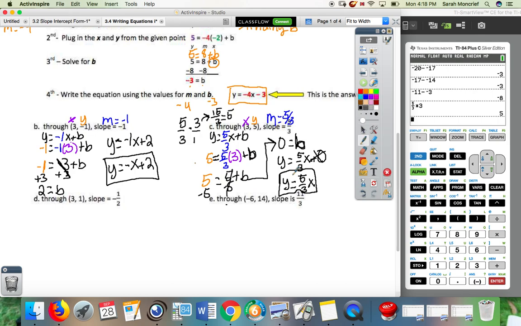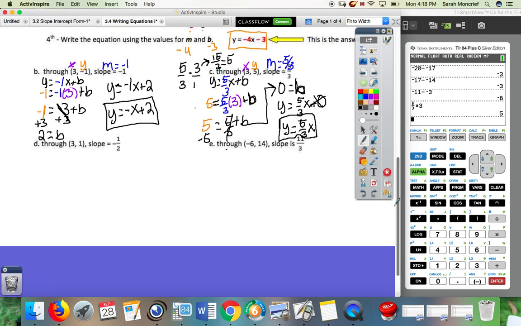Okay, let's keep on going. So let's look at D. D says we want to write the equation for the line that passes through (3, 1) with a slope of -1/2 in slope-intercept form.